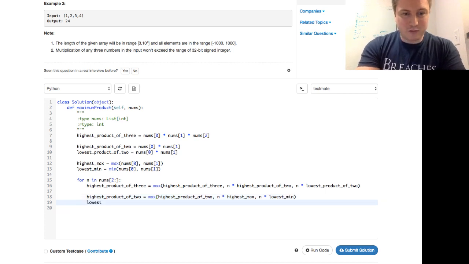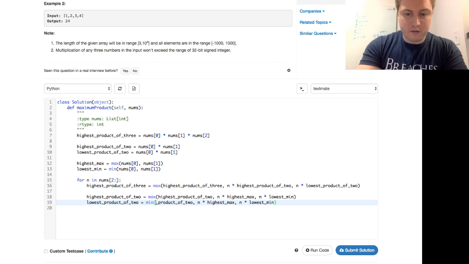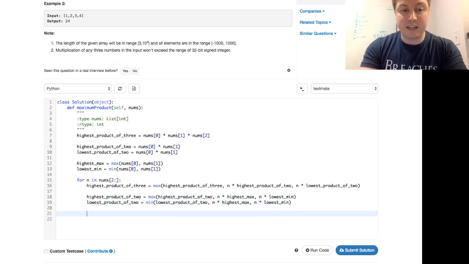The lowest product of 2 looks very similar, to the point where I'm actually going to copy this line, so I don't have to write everything again. So now we have the lowest product of 2 equals not the max, but the min of the lowest product of 2, n times the highest max, n times the lowest min. Those stay the same. And then we think about, okay, what's the highest max as we walk through this array?